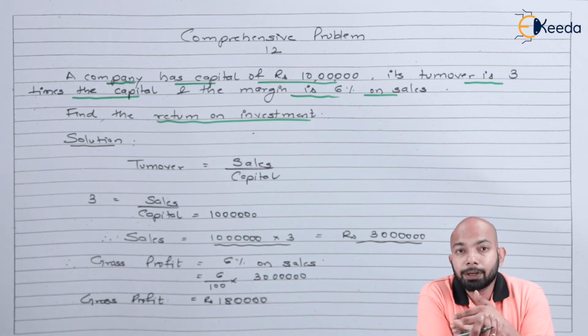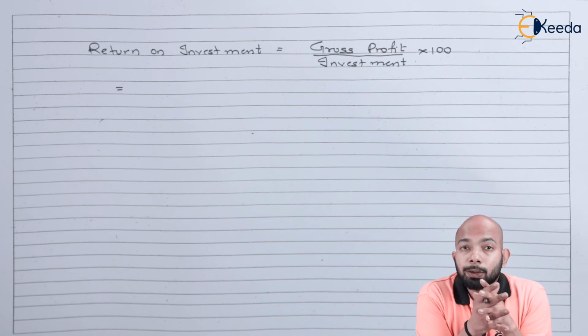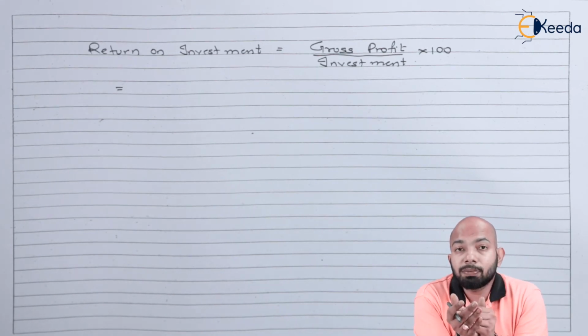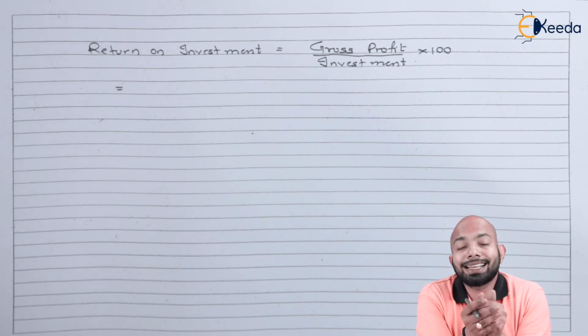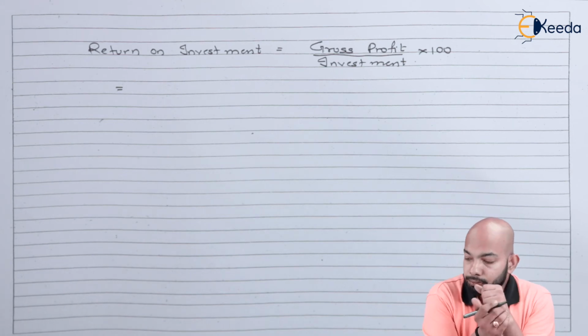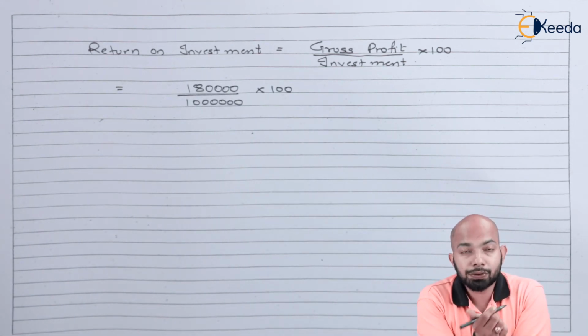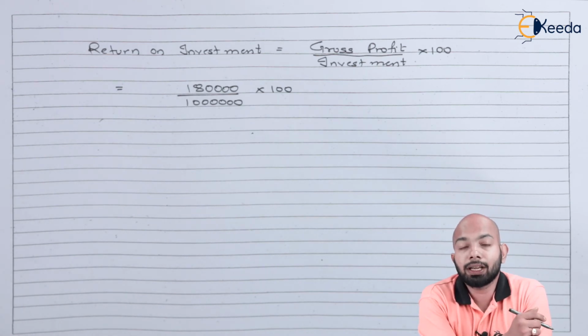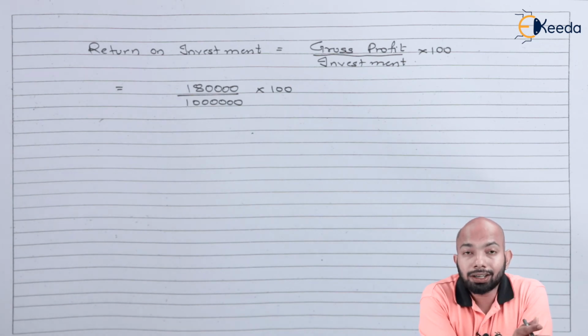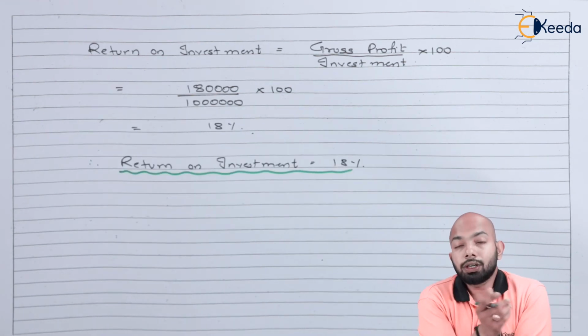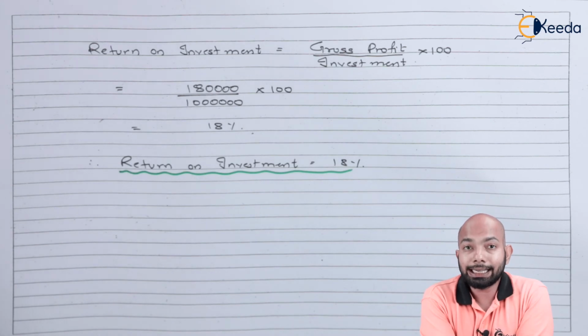Now using this information, we can go ahead and figure out the return on investment. So the return on investment formula is gross profit upon investment. Investment will come as the capital employed, into 100. So the gross profit is 1,80,000, which we just calculated. The capital employed is 10 lakhs and that will be multiplied by 100. That will give us the return on investment here. So the return on investment that has been calculated is 18%.